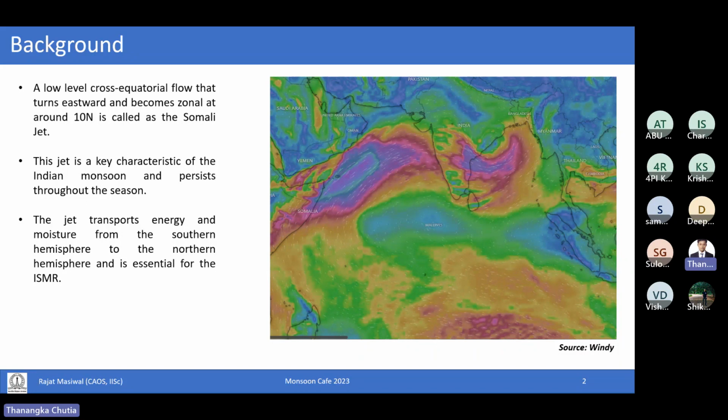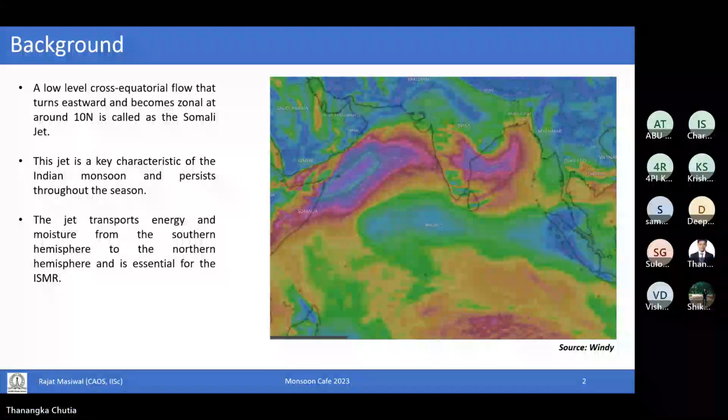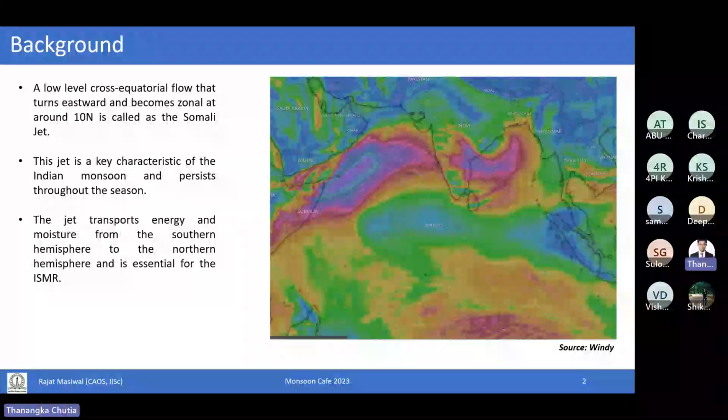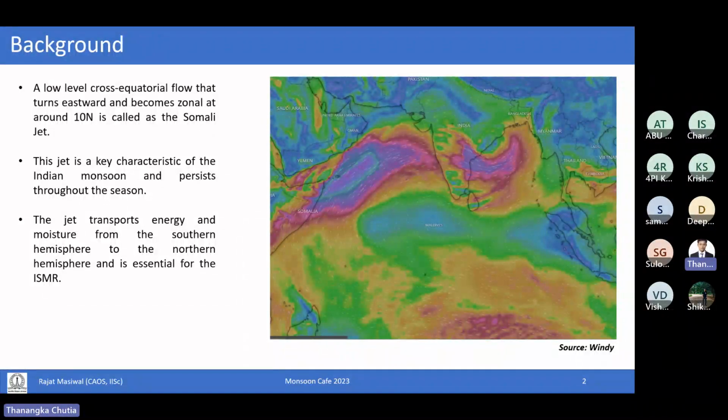And also, this jet is important for the summer monsoon rainfall as it transports energy and moisture from the southern hemisphere towards the northern hemisphere. So here I have taken a snapshot from today from Windy, which shows this very strong Somali jet, as well as the feature of the low close to Odisha is also captured.